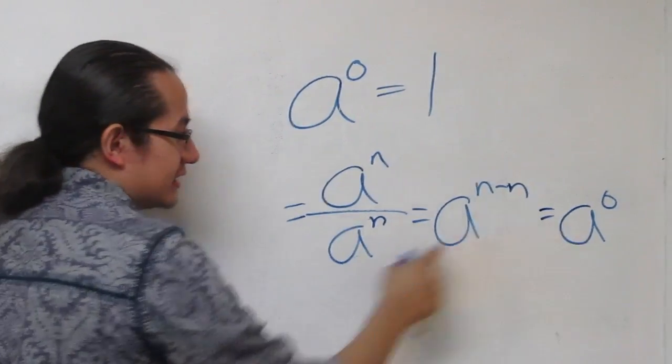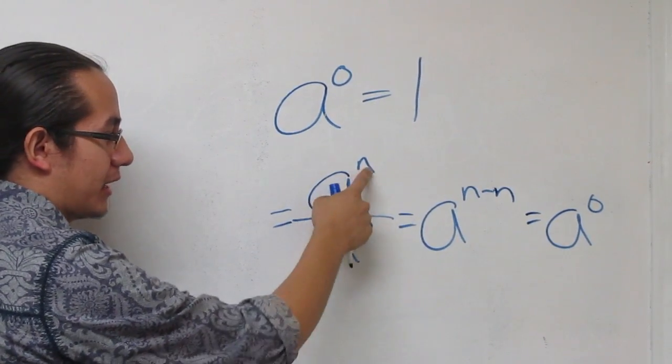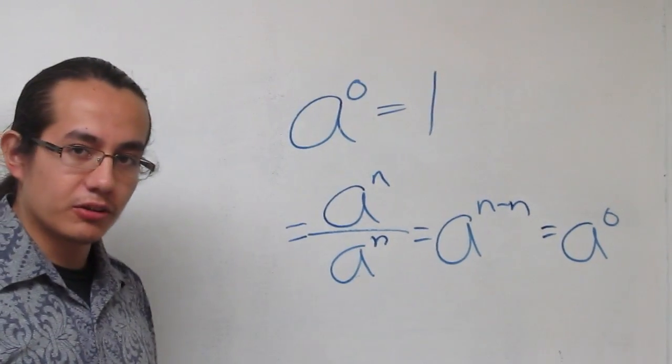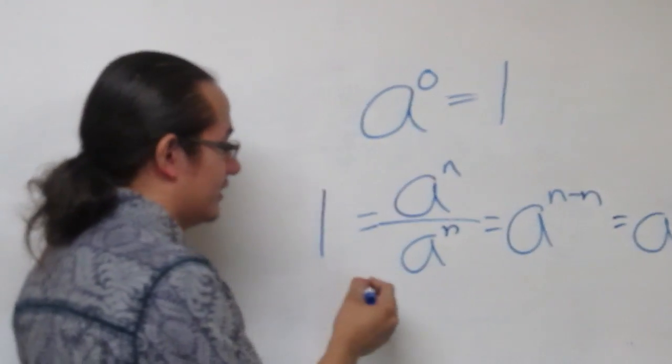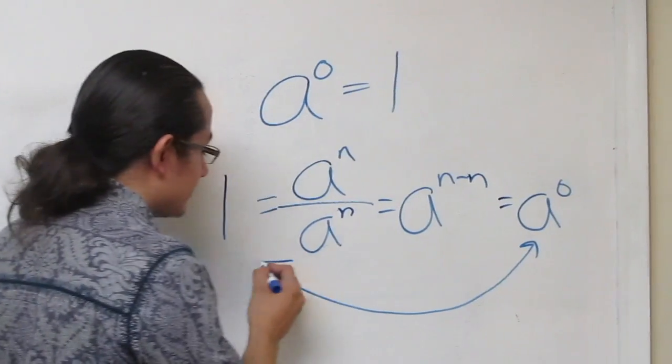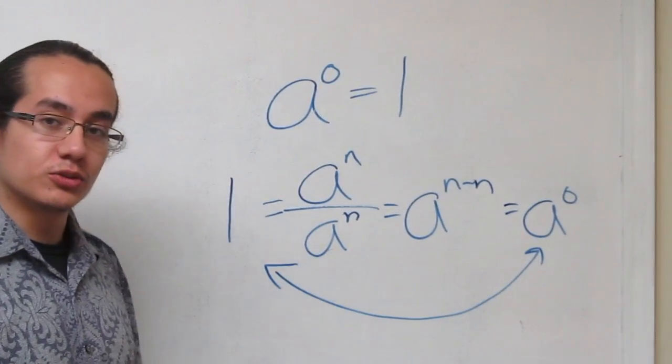And something to the 0 is the same thing as something to a power divided by something to the power. Well, what's any number divided by itself? It's 1. So that's why a to the 0 equals 1.